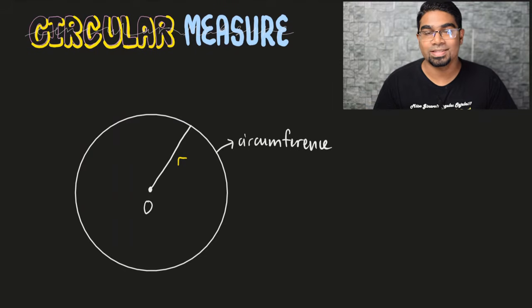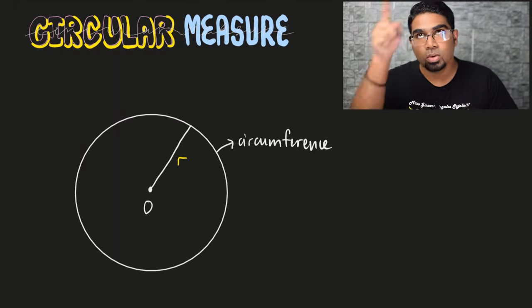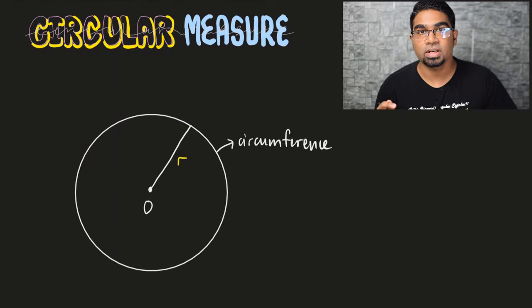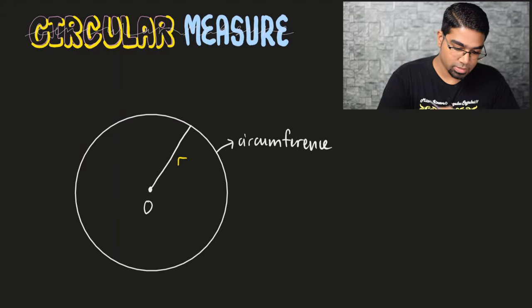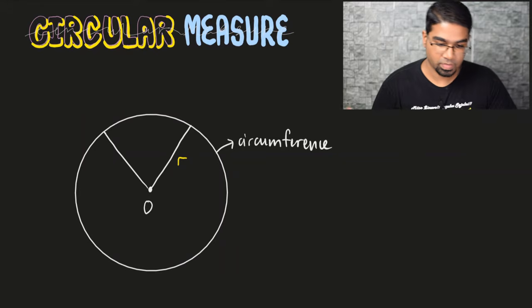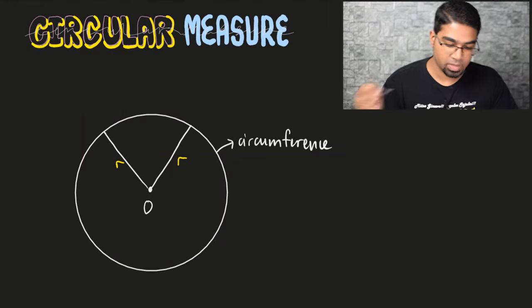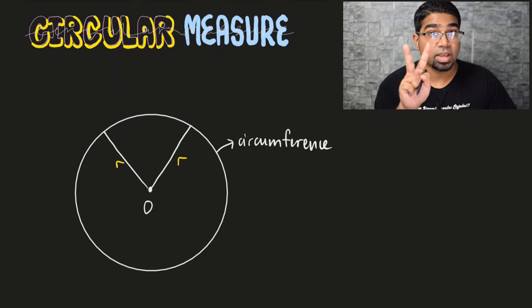Then we have some new things to learn today. And the first one is the sector. So what is a sector? A sector, imagine the whole circle as a piece of pie. Then the sector would just be one slice of pie. So a slice of the circle is known as the sector. So let's slice up this circle. This would also be the radius. And now we have two sectors.